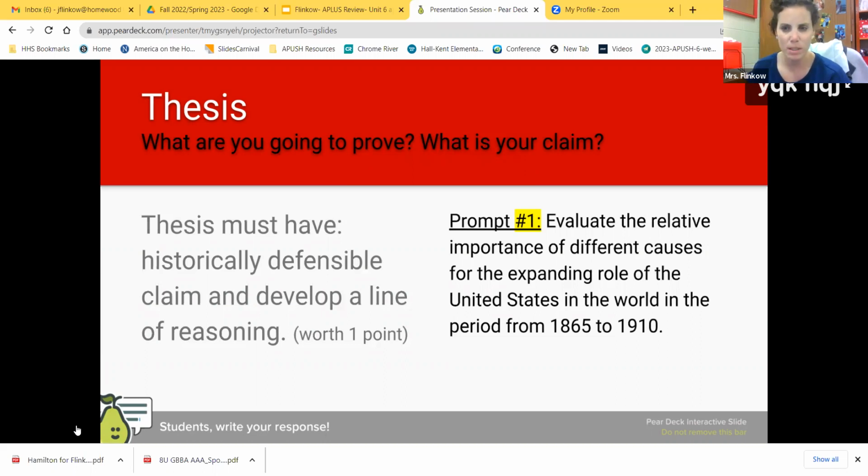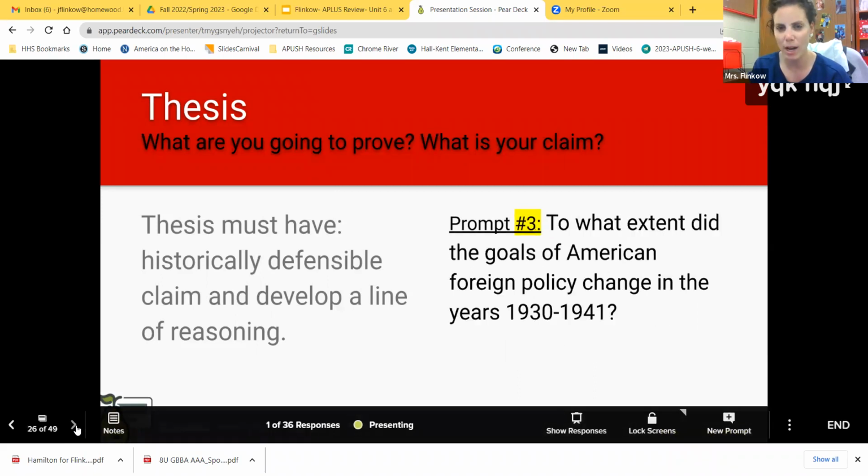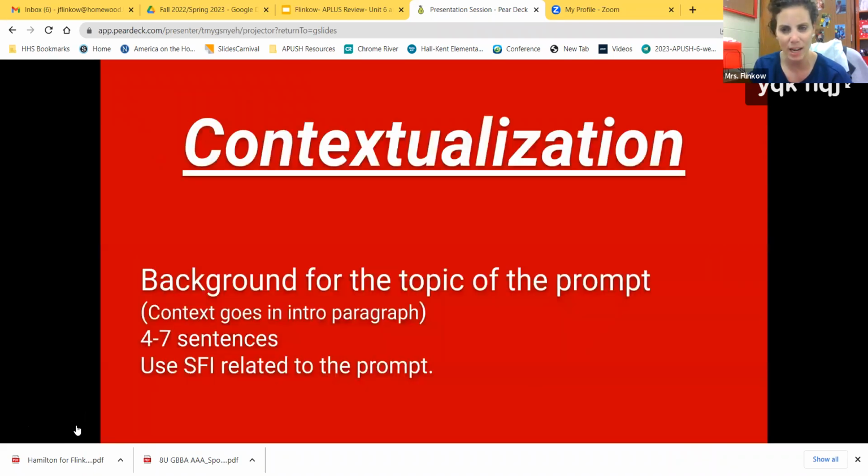So it has to have a historically defensible claim and a line of reasoning, okay? So here's the prompt. Evaluate the relative importance of different causes of the U.S. expanding the role of the United States in the world from 1865 to 1910. And then we have this one too. I'm going to skip past these because I want to get to some examples for you.